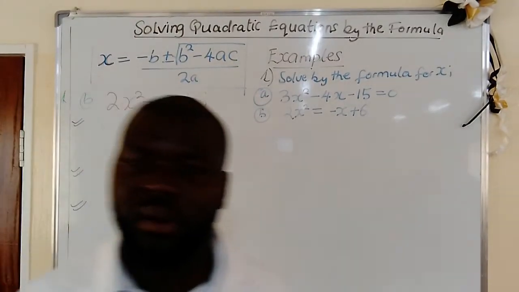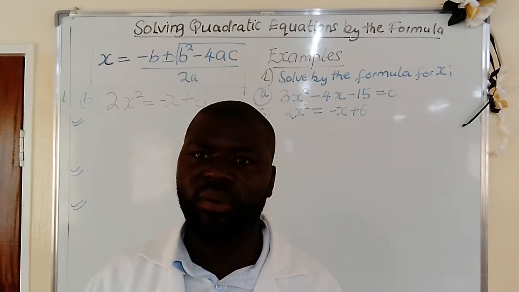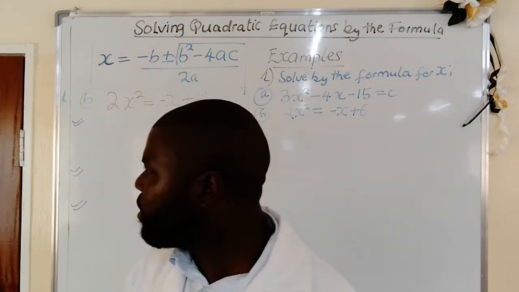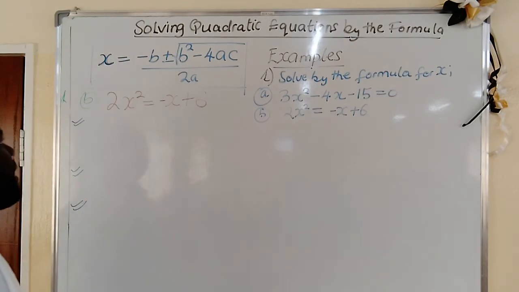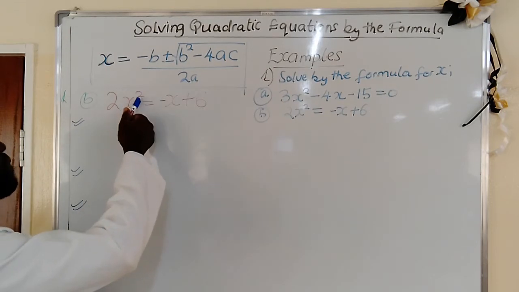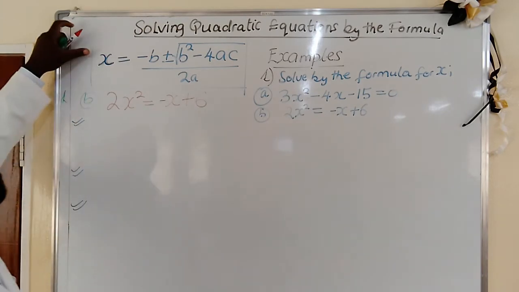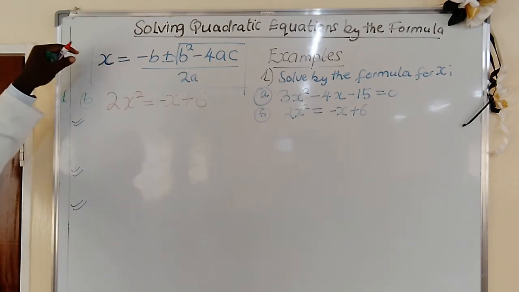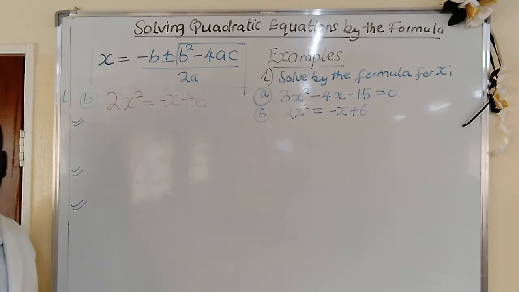Okay, we continue our discussion on solving quadratic equations by the formula method. So we are looking at example 1b, having looked at example 1a. Example 1b says, solve by the formula for x: 2x squared is equal to minus x plus 6. As we can see, the formula says x is equal to minus b plus or minus the root of b squared minus 4ac, everything over 2a.